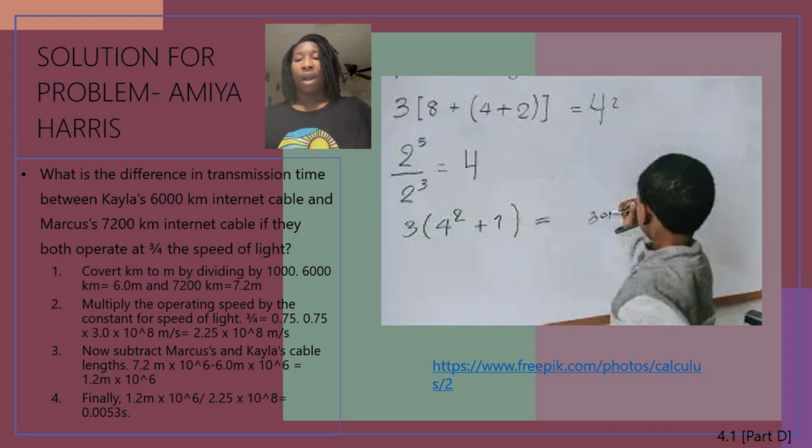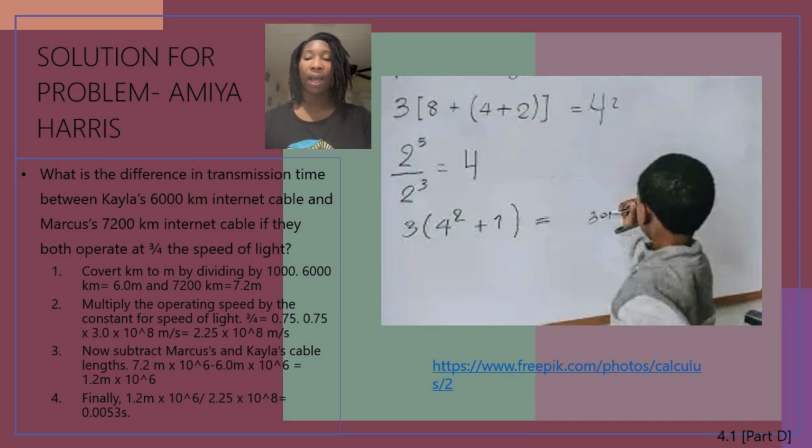Now the solution for my problem. What is the difference in transmission time between Kayla's 6,000 kilometer internet cable and Marcus's 7,200 kilometer internet cable if they both operate at 3/4 times the speed of light? First, we're going to convert kilometers to meters by multiplying by 1,000. So 6,000 kilometers gives us 6.0 times 10 to the 6th meters, and 7,200 kilometers gives us 7.2 times 10 to the 6th meters.